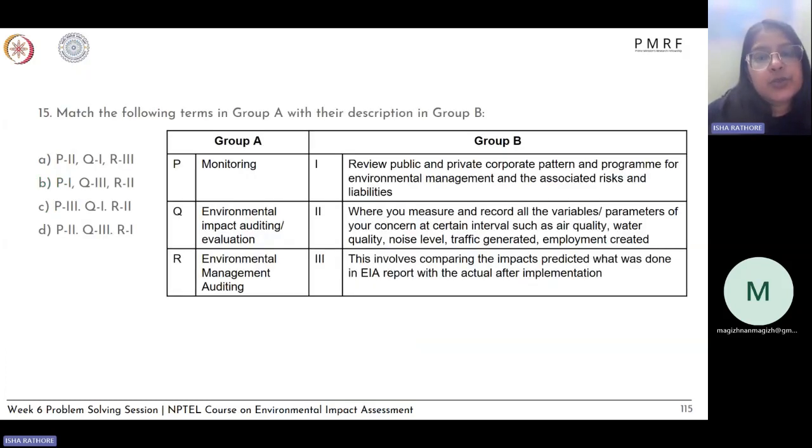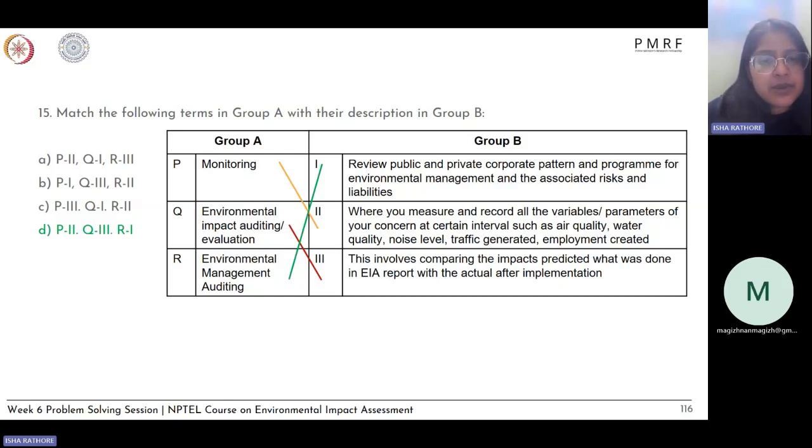Match the following terms in Group A with their description in Group B. So we have certain terms in Group A and their definitions in Group B. So the correct answer is D, that is, monitoring is where you measure and record all the variables or parameters of your concern at certain intervals, such as air quality, water quality, noise level, traffic generated, and employment created. So P matches with 2.